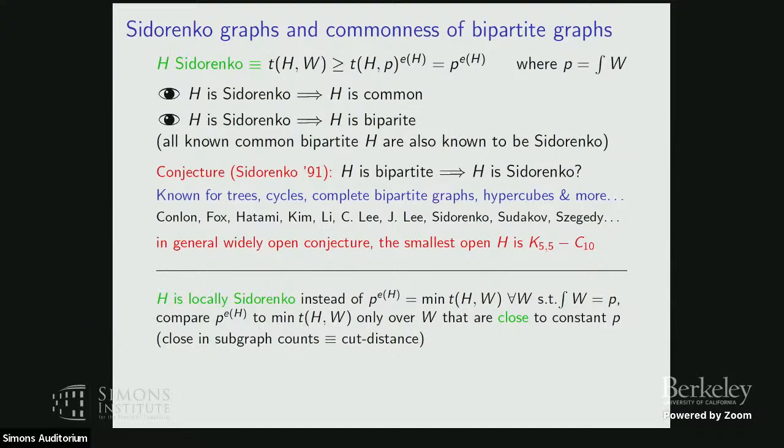So in Sidorenko, we are trying to compare the H count. We are wondering whether the constant graphon is a global minimizer of the H count among all graphons with a given density. So in the local version, we don't go through all the graphons W, but only take the minimum over those that are close to the constant function p, and ask, is it the case that the H count is minimized in this ball by the constant function p? And the distance I have in mind on graphons is the cut distance.